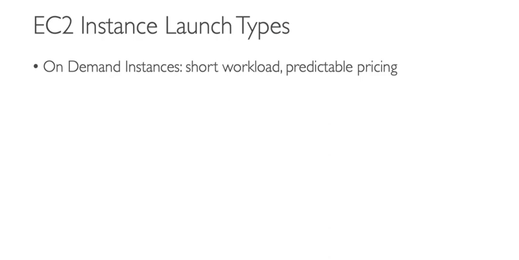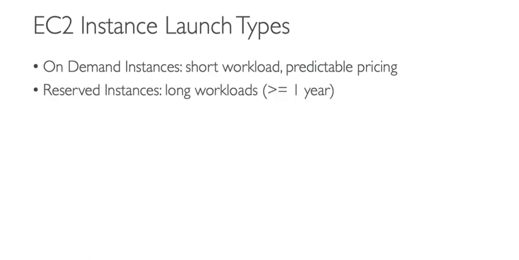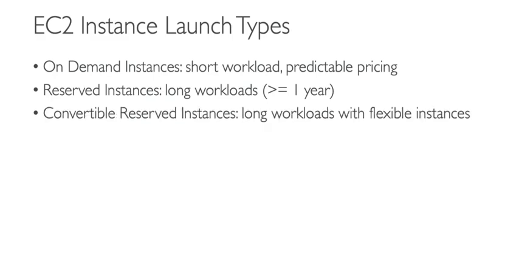So the first one is on-demand instances, and this is what we've been doing so far. Short workloads, predictable pricing, we know this already. Then you can reserve an instance. So if you know you're going to run a database for a long time, maybe over a year, you are better off purchasing reserved instances. You can also buy convertible reserved instances.